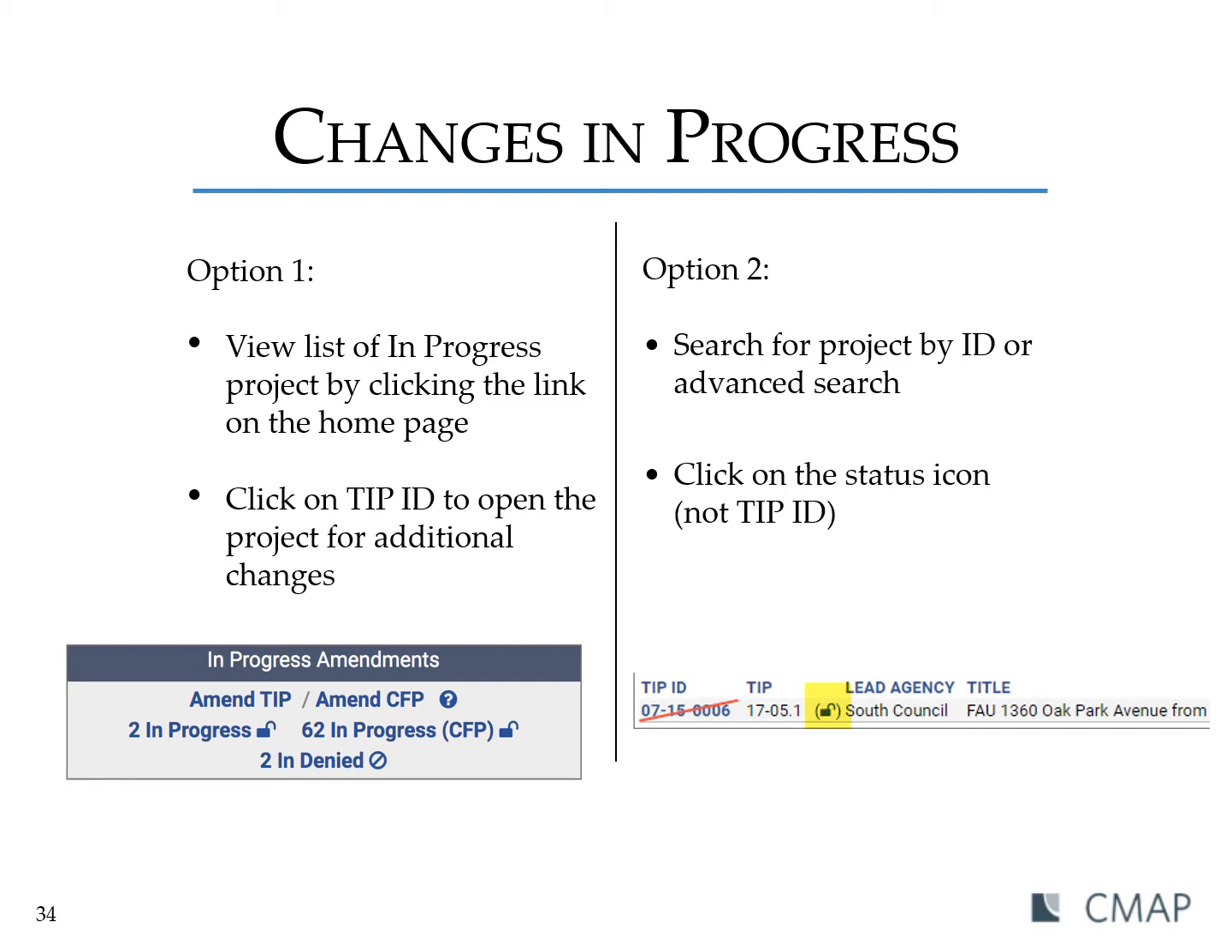The other option is to search for a project by ID or advanced search. If you go this route, you want to click on the status icon and not the TIP ID. If you click on the TIP ID, you'll open the latest approved version and you're not going to be able to edit it. But if you click on the icon, you'll open an editable version. And then once completed with your changes, you'll submit to CMAP.